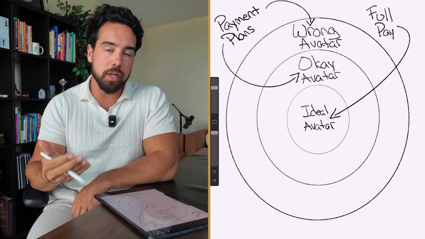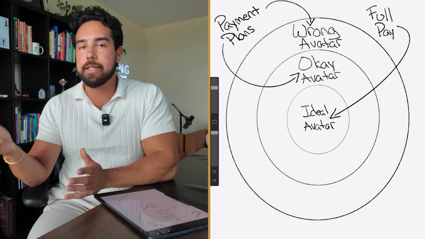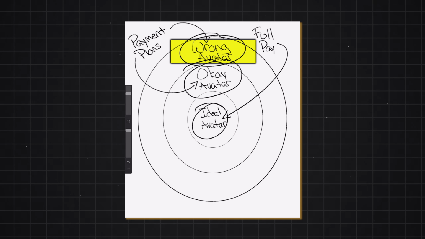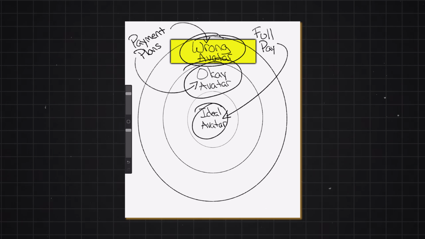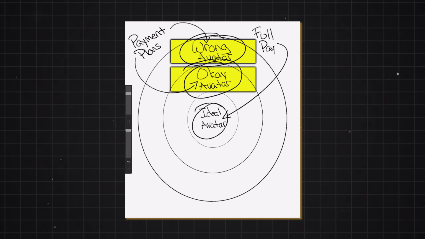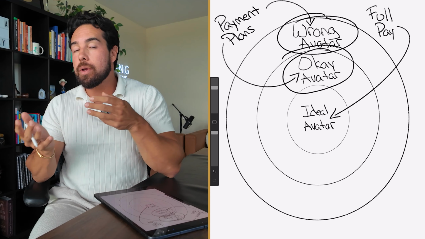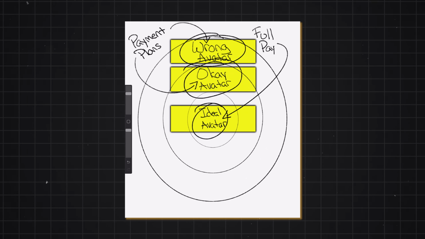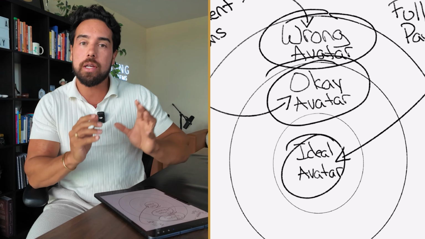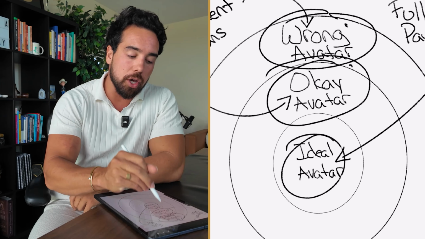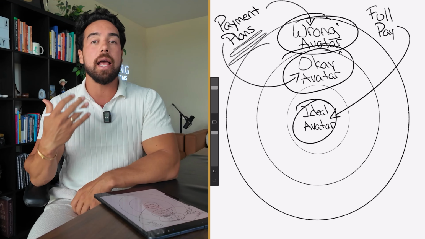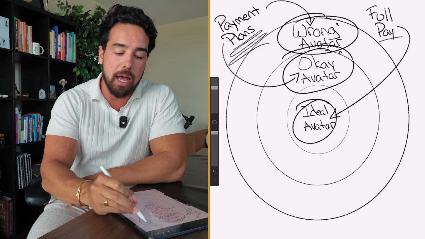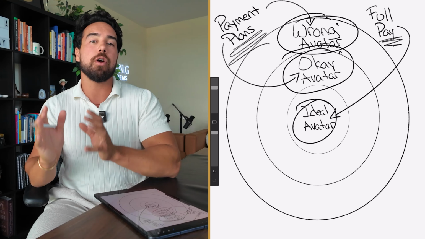Let me simplify this with an illustration. Typically, when you're creating an ideal avatar, we all know that there's about 3 stages. There's the wrong avatar, so these are the people that we definitely know that we shouldn't be working with. There's the okay avatars, meaning that, well, they're not our ideal avatar, but we could probably still help them and we can make some money from them. And then, of course, it is your ideal avatar. And what we've almost always found is that the wrong avatar or the okay avatar will always ask or end up on payment plans, sometimes not even completing those payment plans.